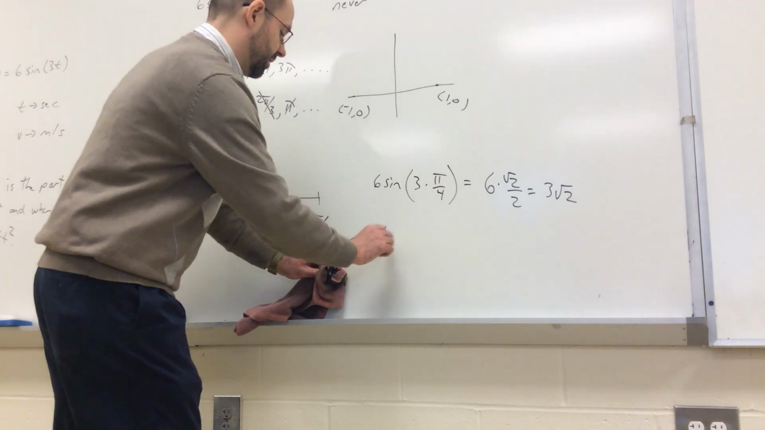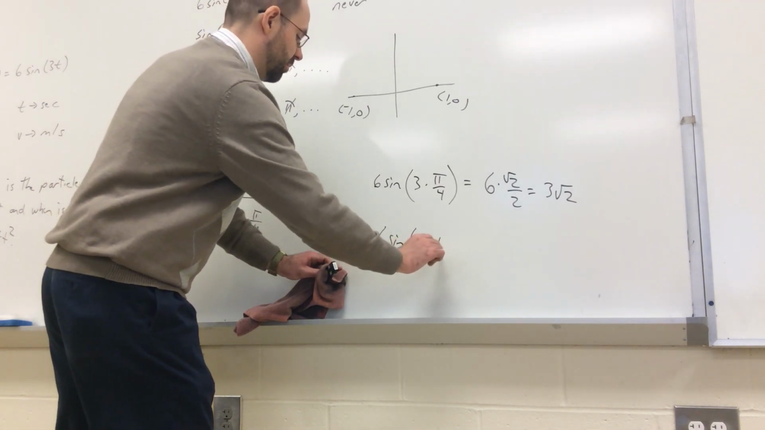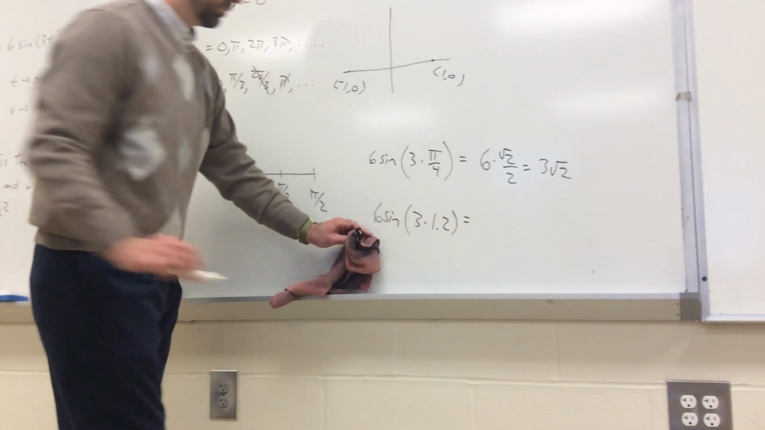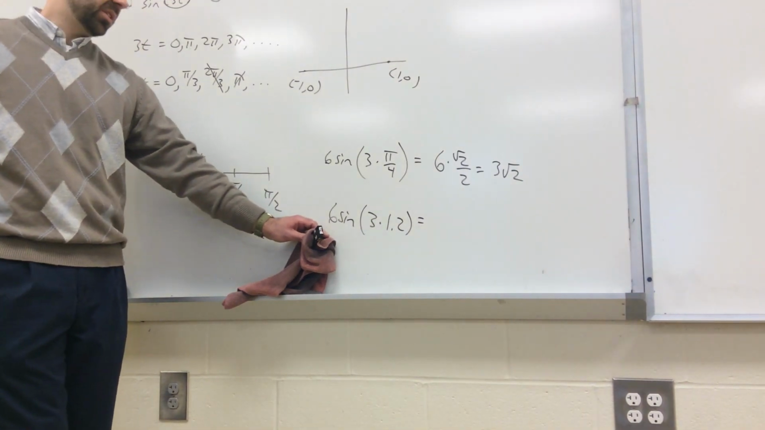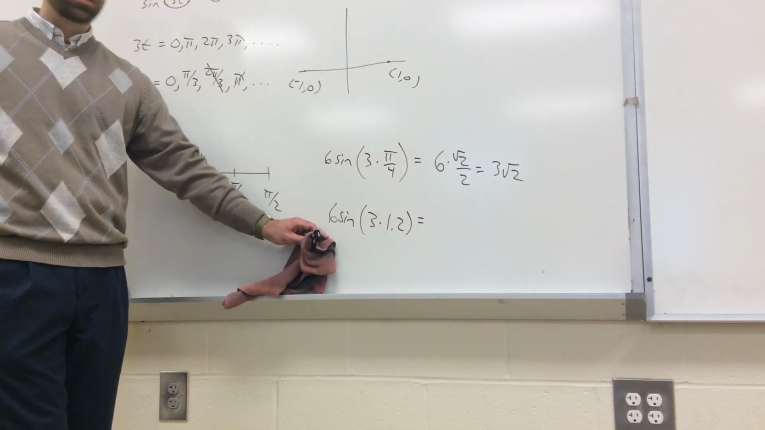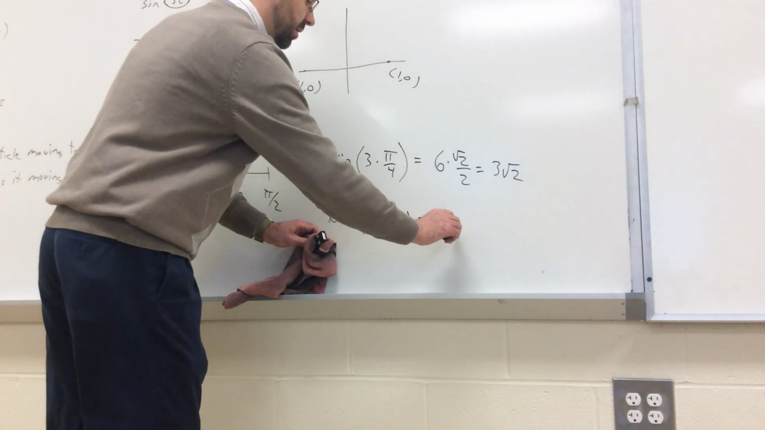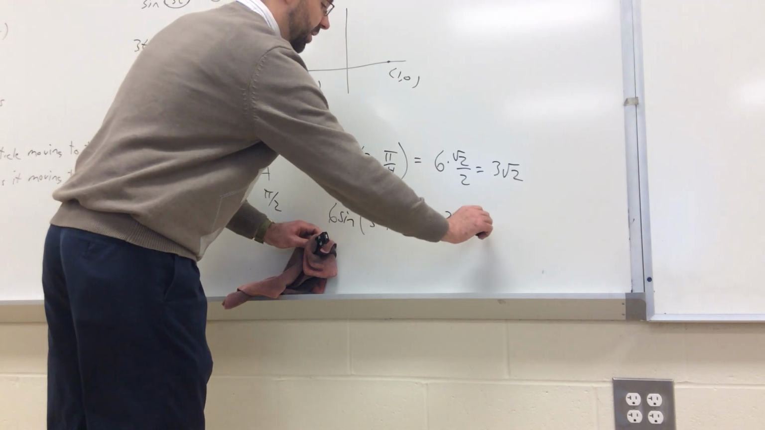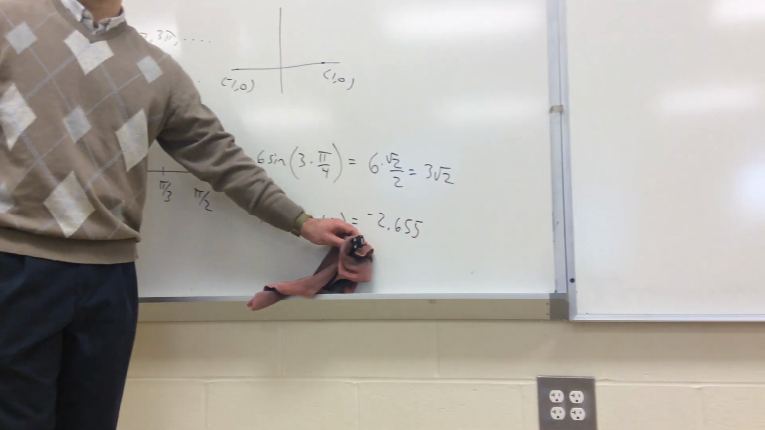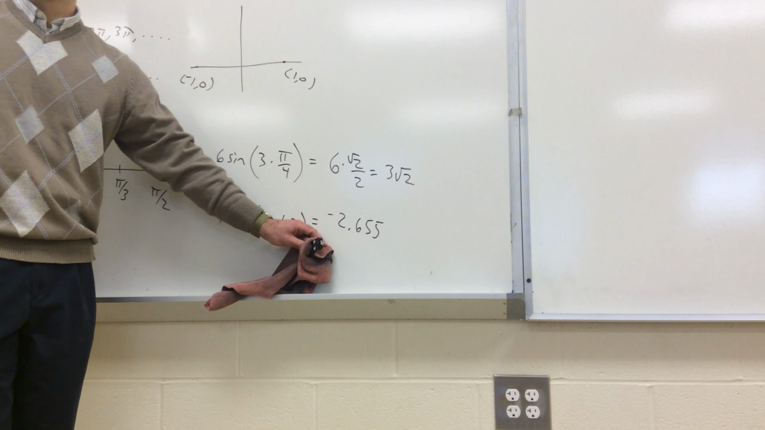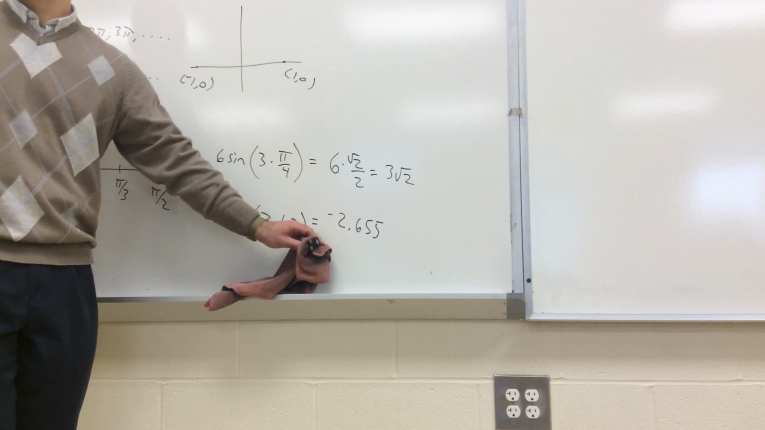So that's 6 times the sine of 3 times 1.2. 3 times 1.2 is 3.6. The sine of that is something, times 6 is something. If I remember right from last period, it's negative 2.655, but somebody better check me on that. So it's negative, right?